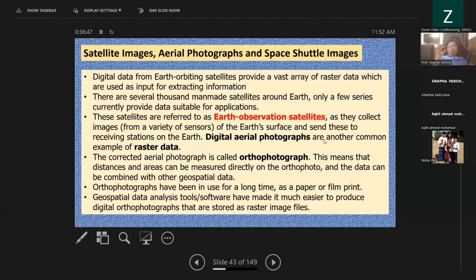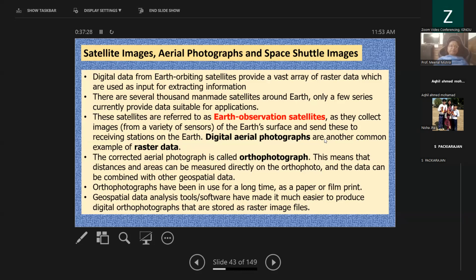You have a session on the types of sensors also. These images are collected by a variety of sensors that are placed on these satellites. Okay, so digital aerial photographs are also another common example of raster data. Aerial photographs need many kinds of corrections, which will be discussed in later sessions. These corrected aerial photographs are known as ortho photographs.